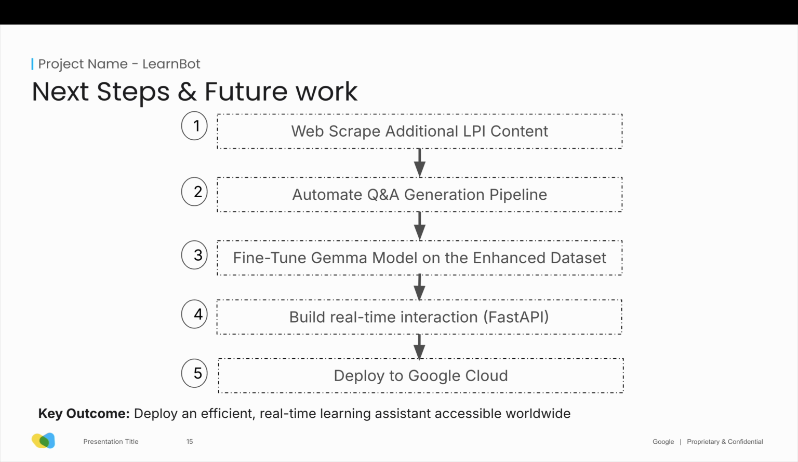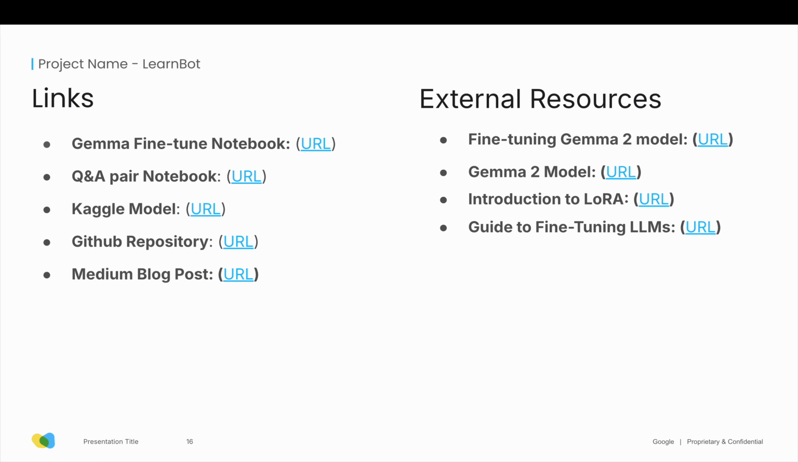For my next steps and future work, I intend to web scrape additional LPI content and also automate the Q&A generation pipeline. Then I will fine-tune the general model on the newly enhanced datasets that I will be creating, and then build a real-time interaction with FastAPI. Finally, I will deploy the new model to the Google Colab platform. The key outcome for my next steps is to deploy an efficient real-time learning assistant that will be accessible worldwide.